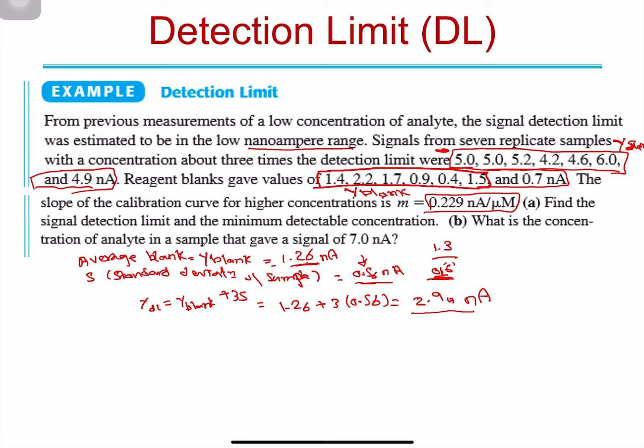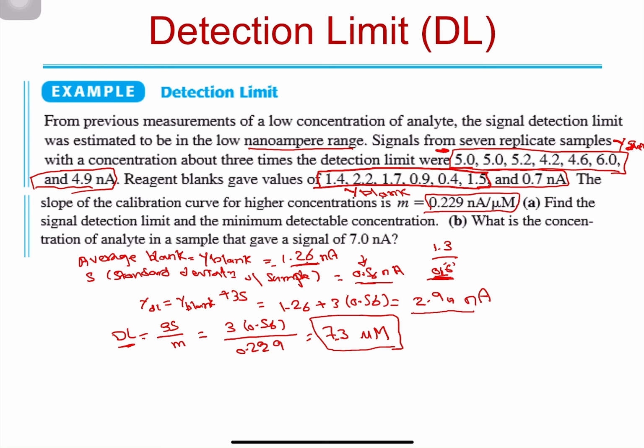And then the minimum detectable concentration, the detection limit, will equal, as we said, 3S over M. So 3S over M will be 3 times 0.56 divided by M, which is 0.229. That will equal 7.3 micromolar. So the detection limit for this method is 7.3 micromolar.